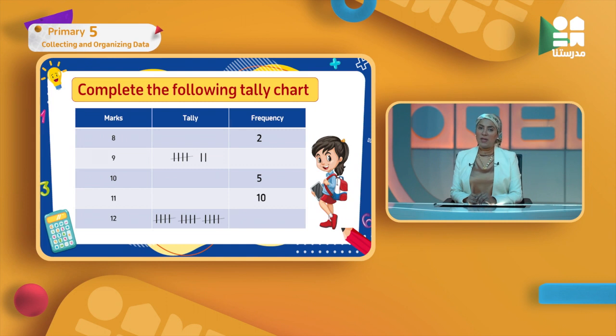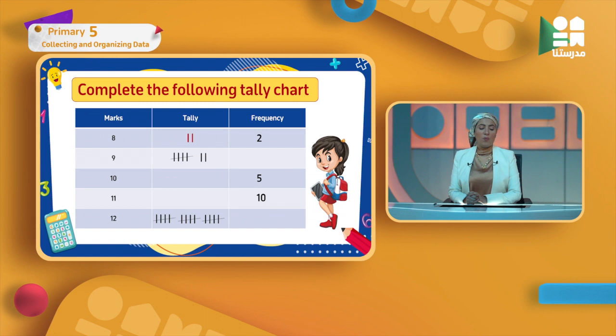Okay, we said that each number is represented by one tally only. So how many tallies will we put in the tally column? If the frequency is 2, then I am going to put 2 tallies in the tally column.